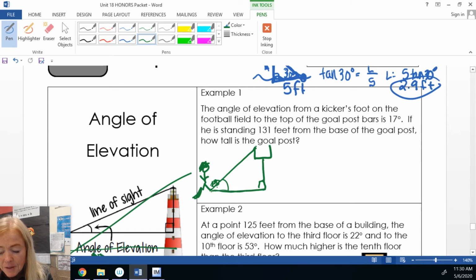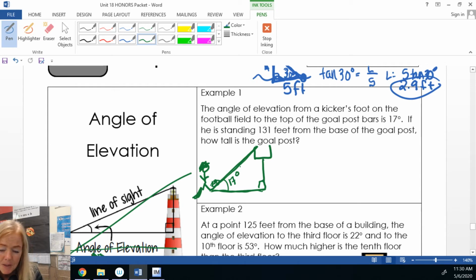So foot is the line of sight, basically, horizontal line of sight, parallel to the ground, so therefore creating the bottom leg or the side leg of that triangle. And then you have the hypotenuse is going to be the line that the football travels once he kicks the football. And that angle there is 17 degrees.